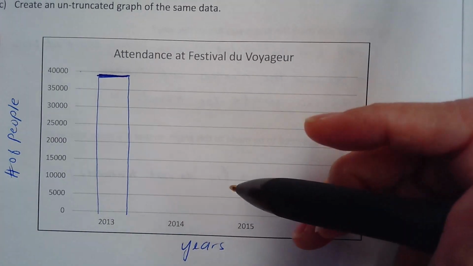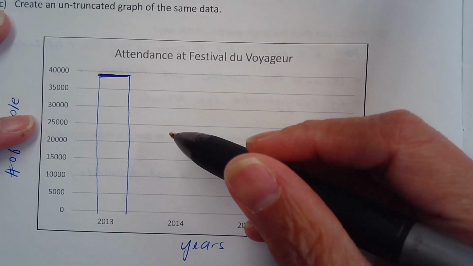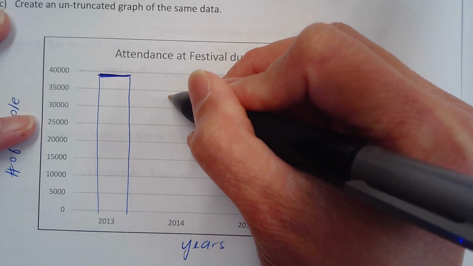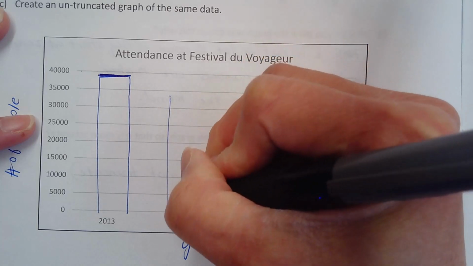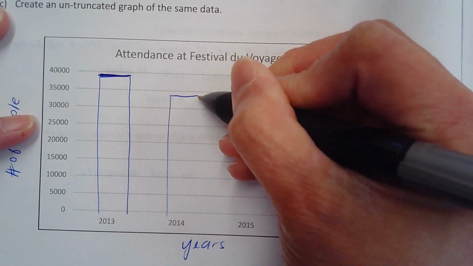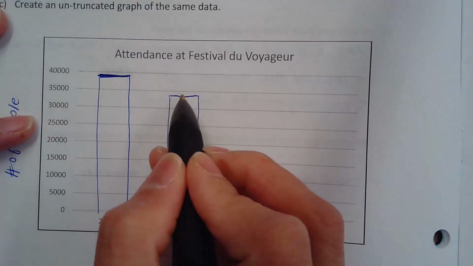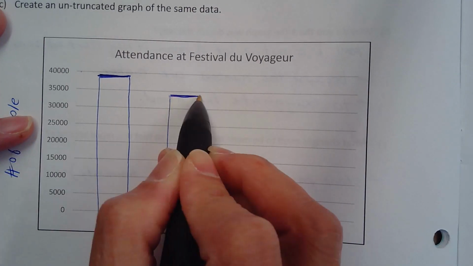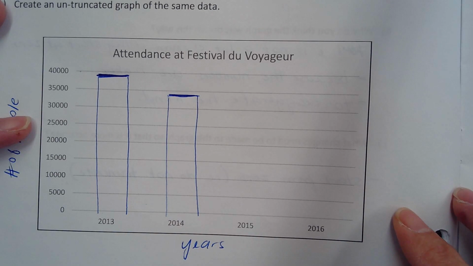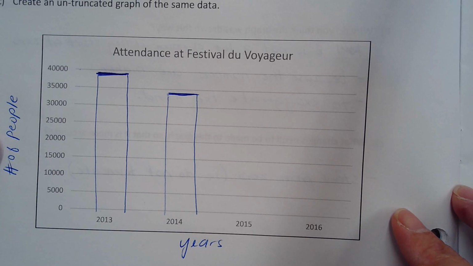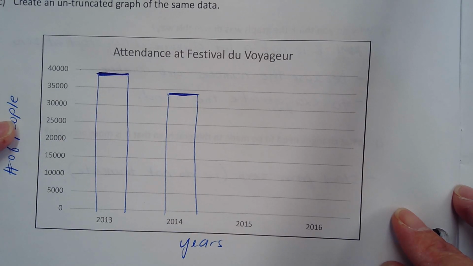What about in 2014? It says 34,875. So it would be slightly below. If this is 35,000, 34,875 would be somewhere there. So there was a decrease. There was a decrease, but it doesn't look like a big decrease, right? What about the next one? It would be 34,600.